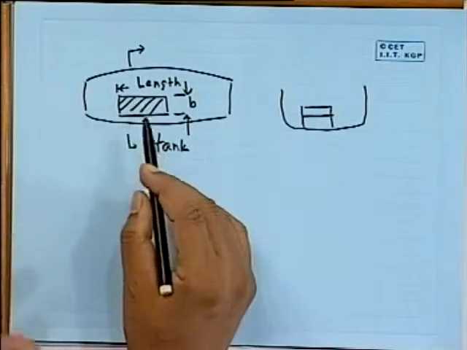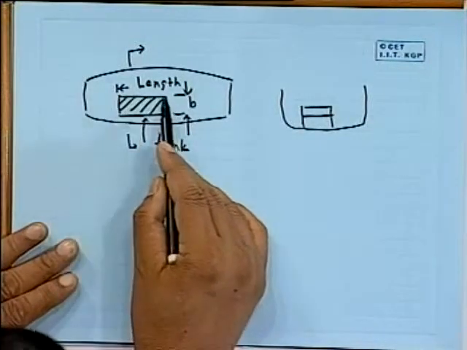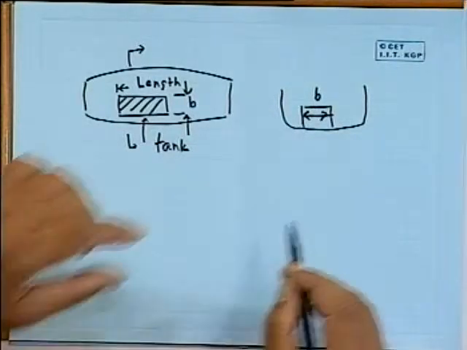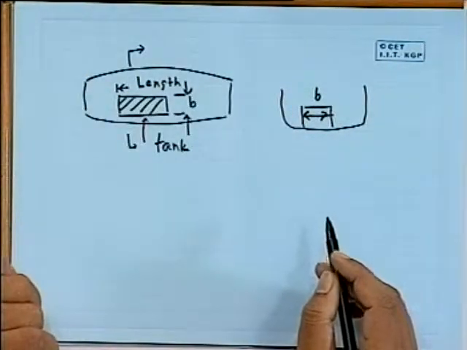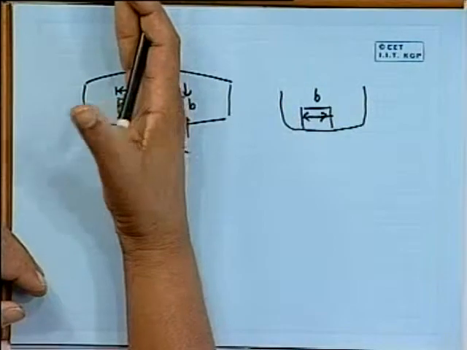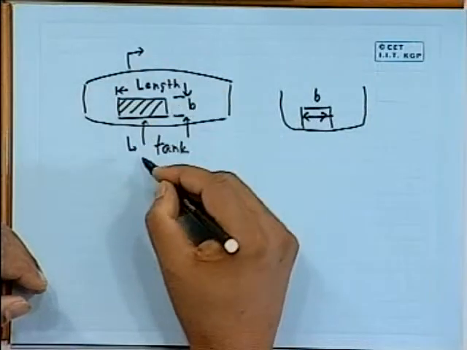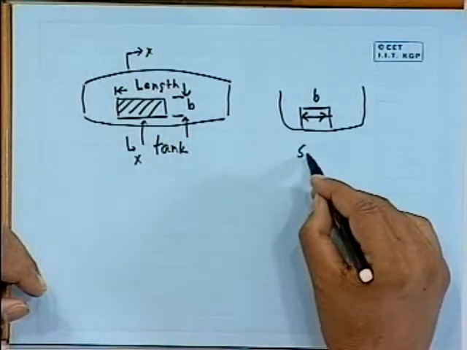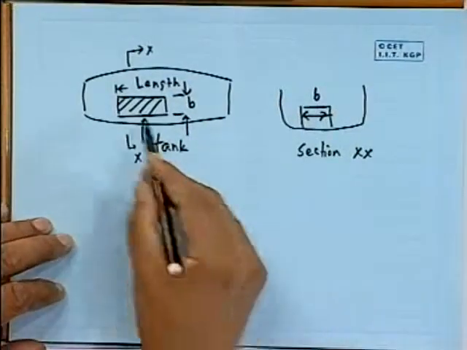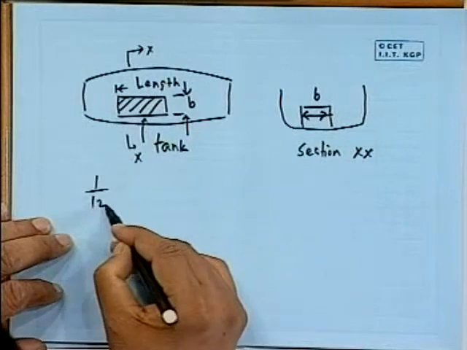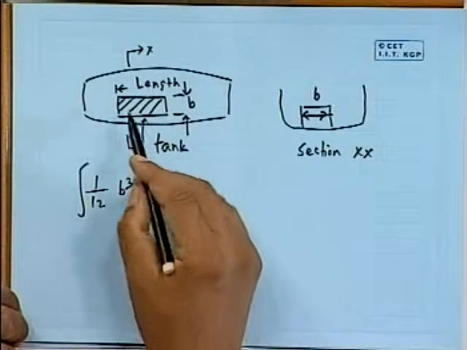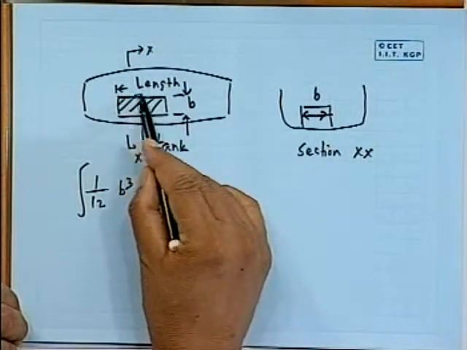Now let us be clear. The tank was something like that with a width of B, with a certain length. This is a cross section view. If I cut it here, draw the section somewhere around this, XX, this is a section at XX. Now you see here, 1 by 12 B cube dl integration. In fact, we are integrating that because it could be varying. The tank could actually be varying with length.